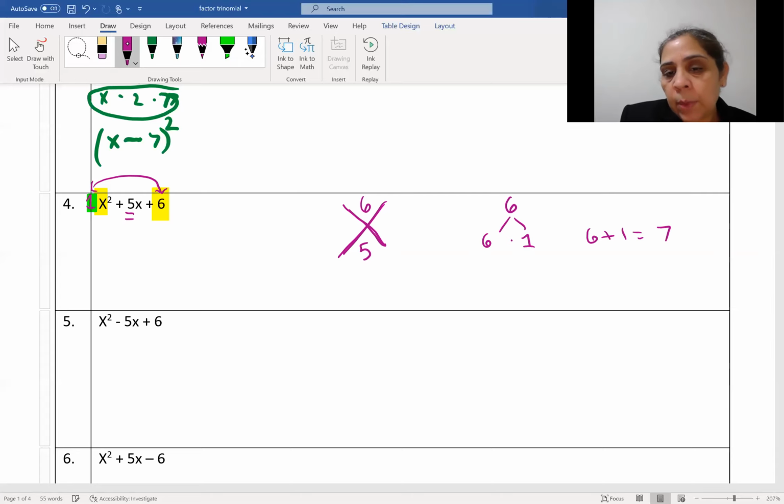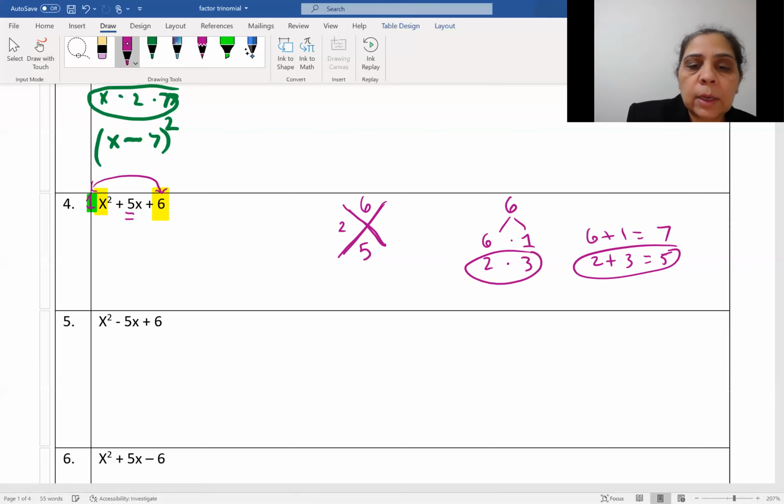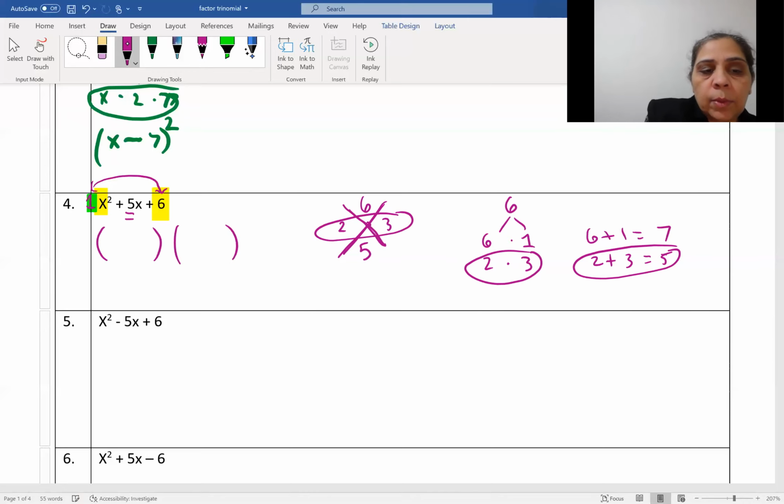Now I can divide by 2. I can say 2 times 3 is 6 and 2 plus 3 is 5. So that will work. These two factors we can write right here, and we can take just these two factors. If the x square coefficient is 1, then we can just write these two factors directly. We can say x plus 2 and x plus 3, and that's it. Let's see the next one.